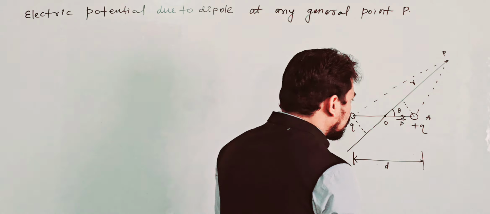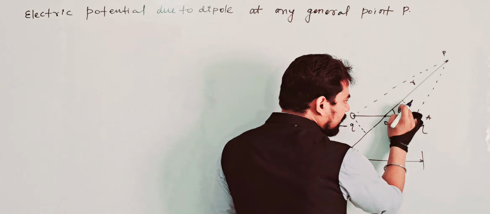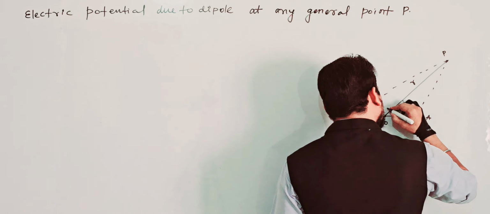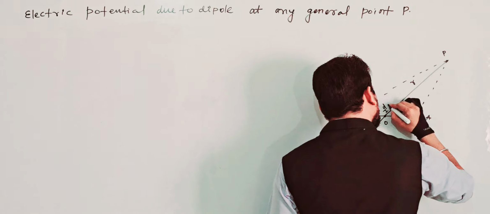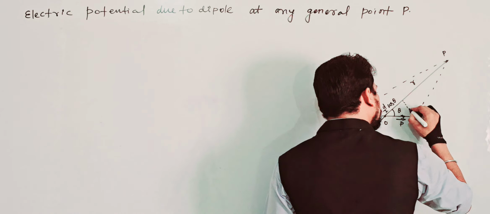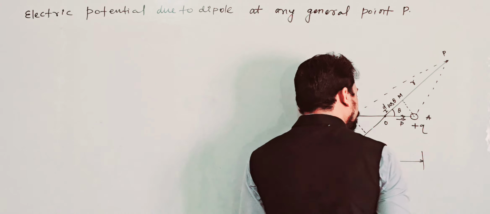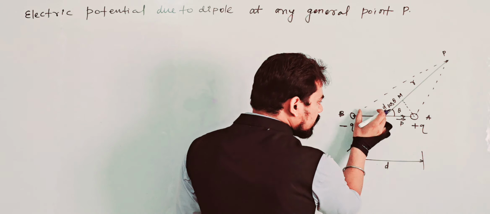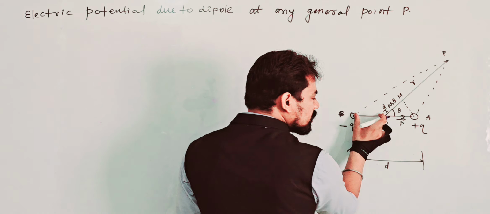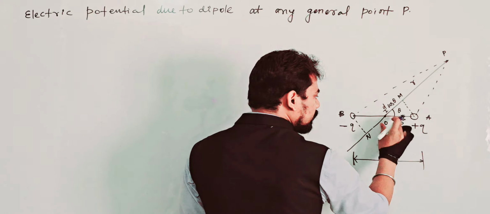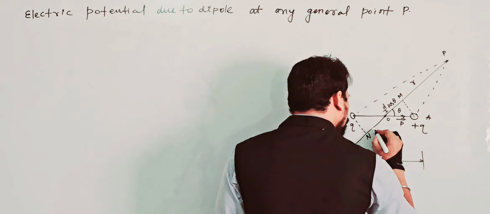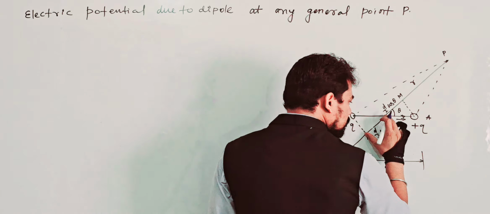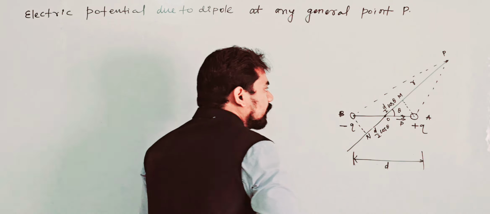You can see this is 90 degrees, this is d by 2, and this one will be d by 2 cos theta. This one will also be d by 2 cos theta. This perpendicular point we call m, and the other one n. So the whole is d, this is d by 2, and this one will be d by 2 cos theta.